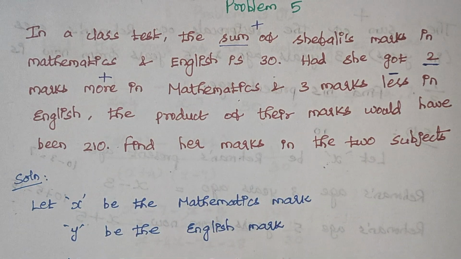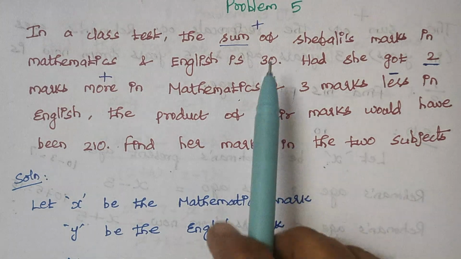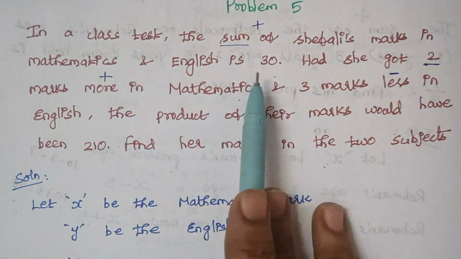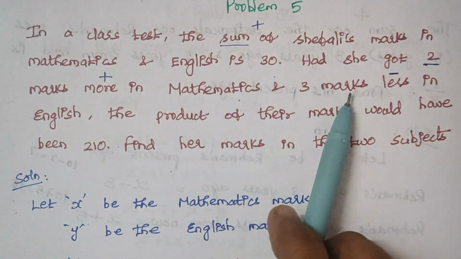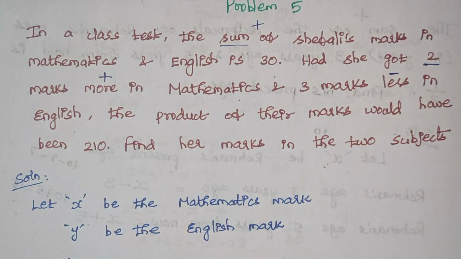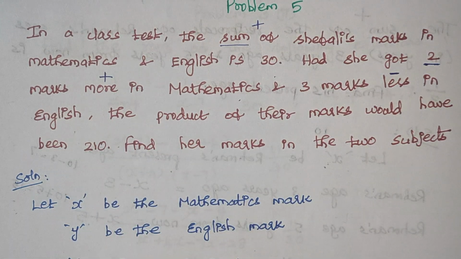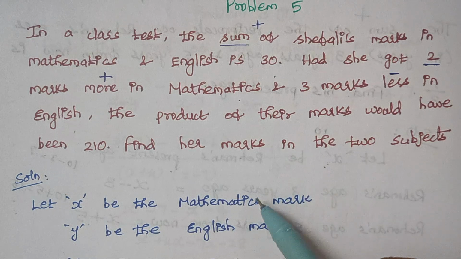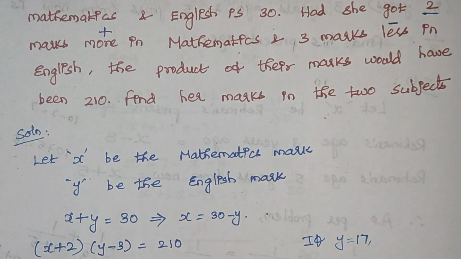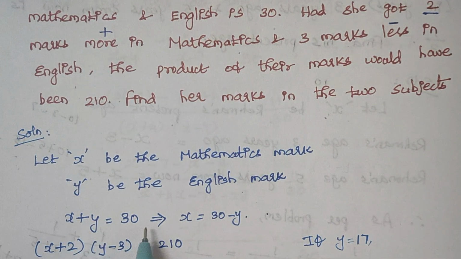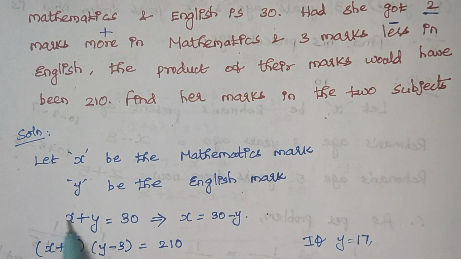So here we are provided with two keys. That is, the sum of the marks in maths and English is 30, and if she got 2 marks more in mathematics and 3 marks less in English, then the product is 210. Initially we don't know the values. So we start with: let x be the mathematics mark and y be the English mark. Now the sum of the marks, so x plus y is equal to 30, because x is the mathematics mark and y is the English mark, and the sum of these two marks is equal to 30.